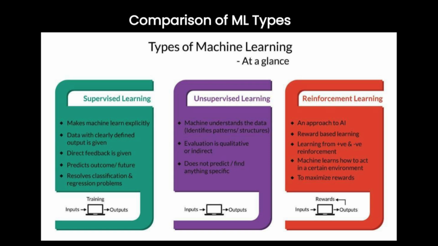Finally, we have reinforcement learning. This is a reward-based learning approach where an agent interacts with an environment. The machine learns by receiving positive or negative reinforcement and improves its actions to maximize rewards. It is commonly used in games, robotics, and autonomous systems. So in short, supervised learning predicts, unsupervised learning discovers patterns, and reinforcement learning learns by trial and reward.